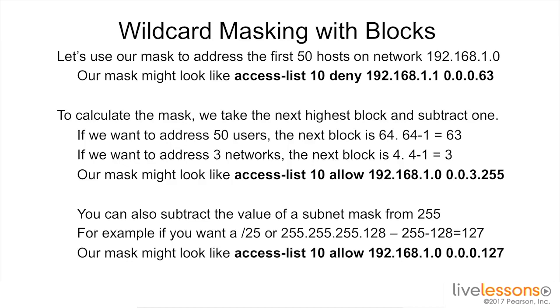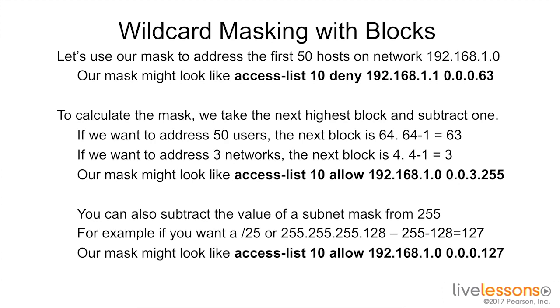How did I come to this? Well, first, to calculate the mask, we take the next highest block and subtract 1. If we want this mask to address 50 users, the next block is 64. 64 minus 1 is 63. And that's how I came up with the wildcard mask 0.0.0.63.